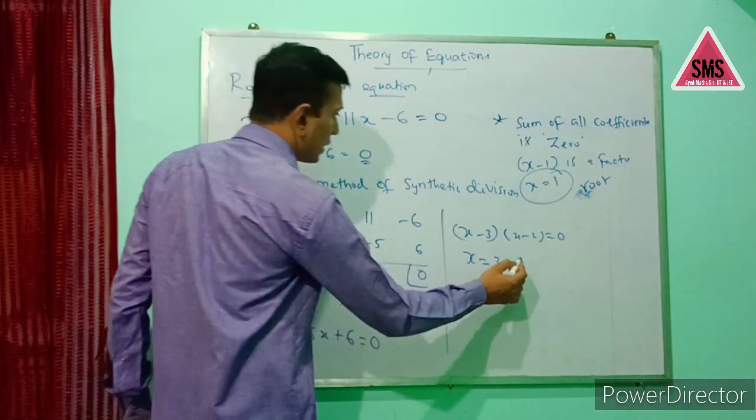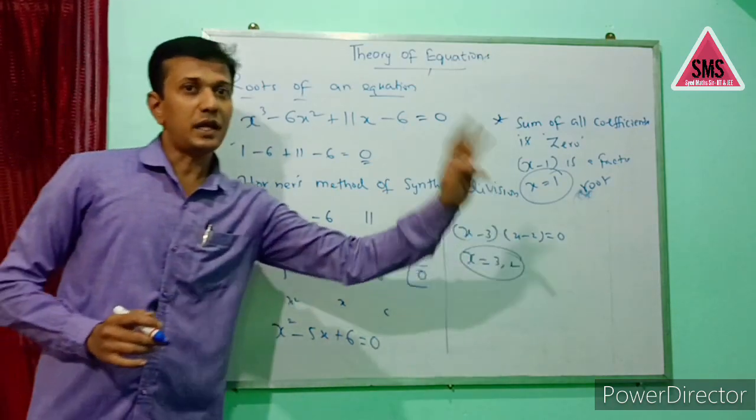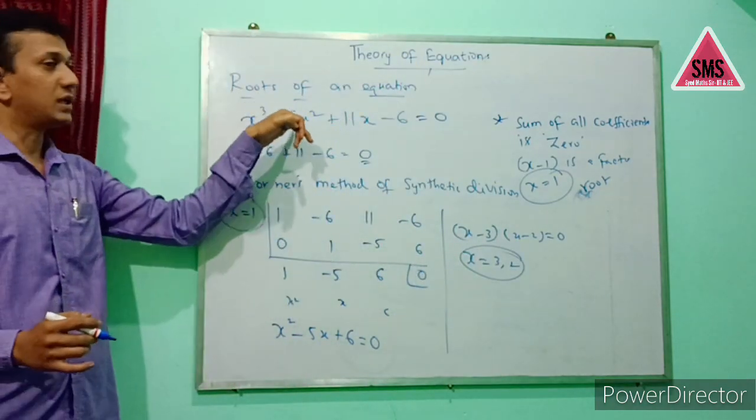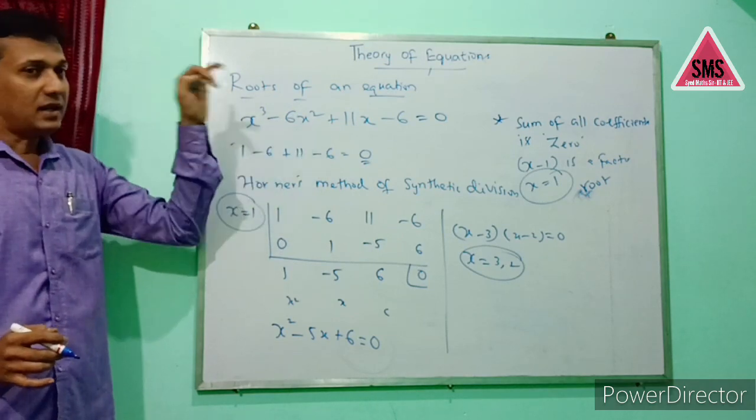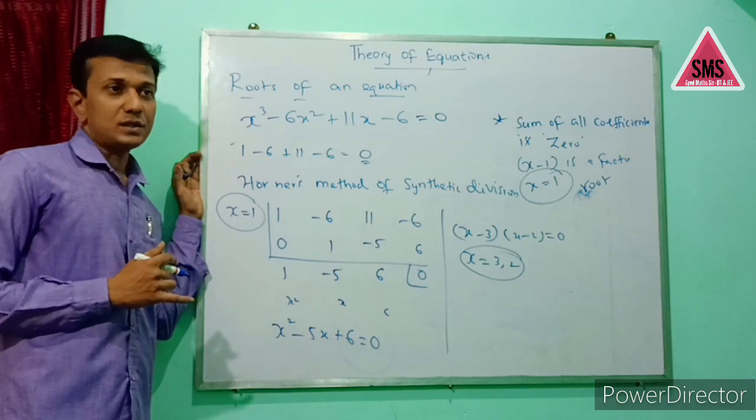So how many zeros did we get totally? x equals 3, 2 and here x equals 1. Totally 3 zeros, 3 roots of the equation. So this is how to find the roots of an equation.